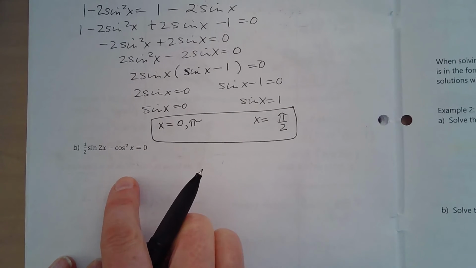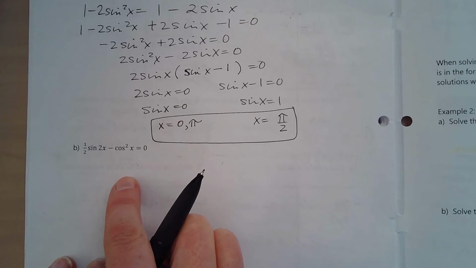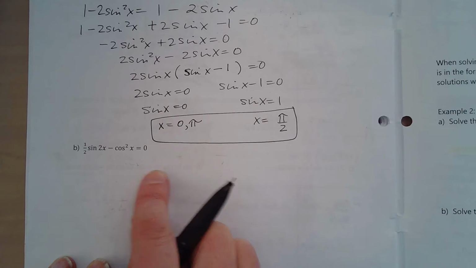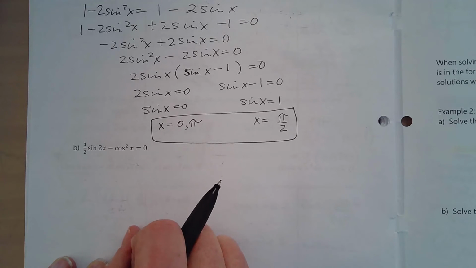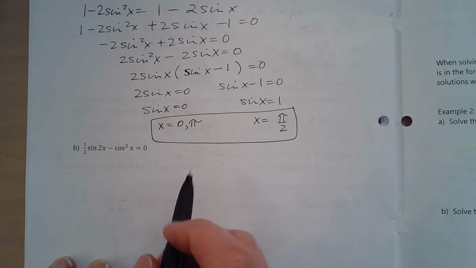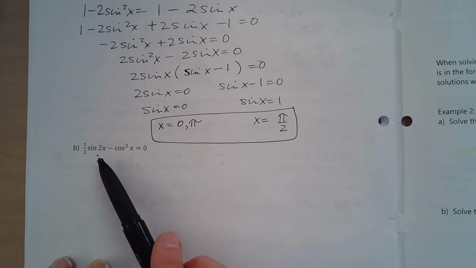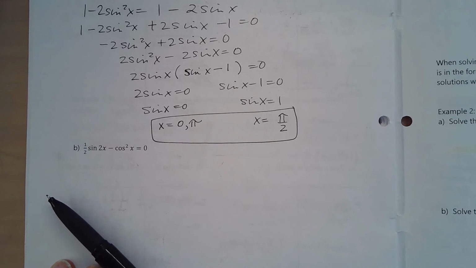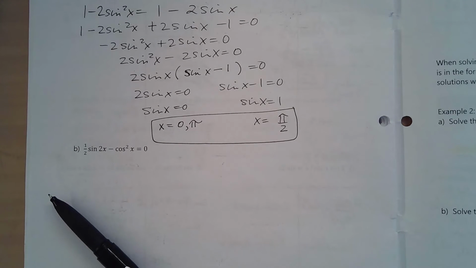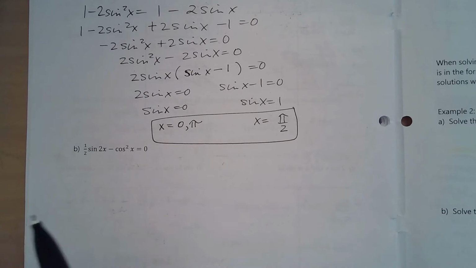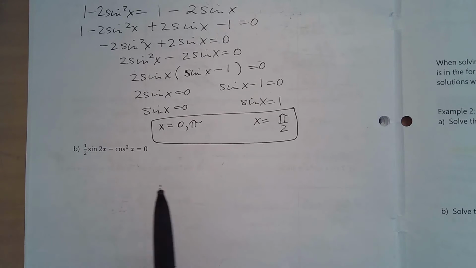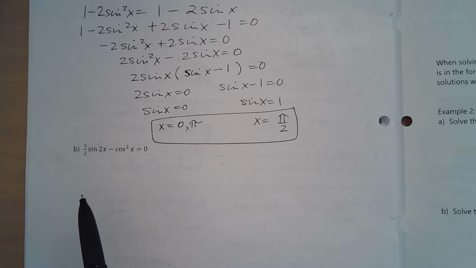All right, let's do this one. Half sine 2x minus cos squared x equals 0. Problem? What's the problem again? Different trig functions, right? And I have too many other numbers attached. I can't just divide them, and I have a cos squared. I can't divide out by a cos like we did before to create a tan, right? It just doesn't work. I have too many other complications.